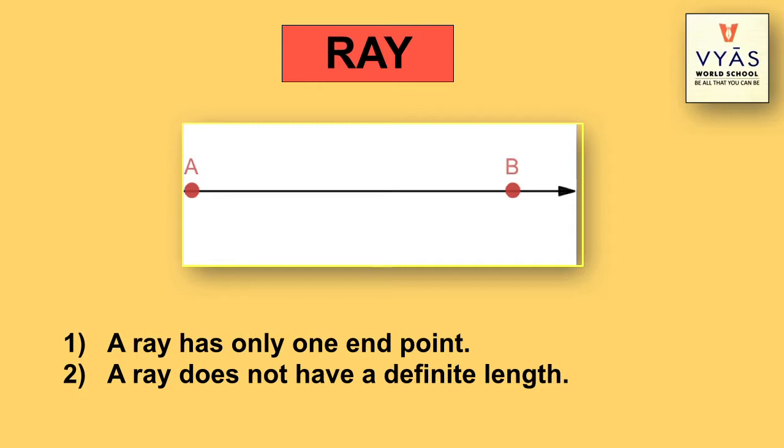So children, till now we have studied about line segment and ray. A line has no end points. It does not have any definite length. It can be extended easily in both the directions. A line segment has a definite length. We use a scale or a ruler to draw a line segment. It has two endpoints. Then we've studied about a ray. A ray has one endpoint, and from the other point it can be extended easily, and even a ray does not have a definite length.